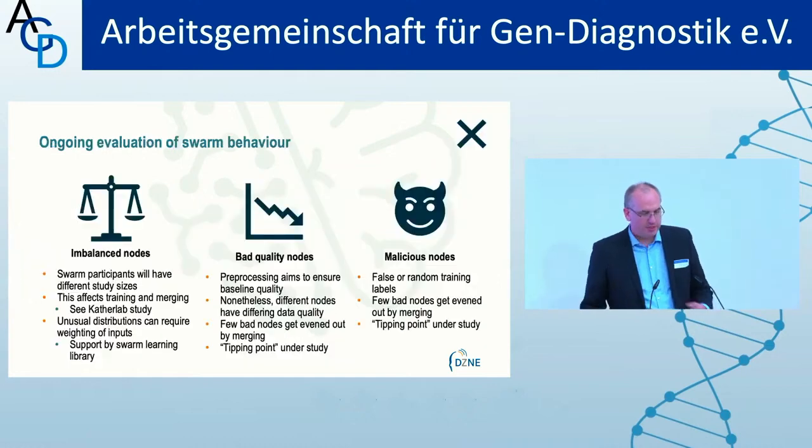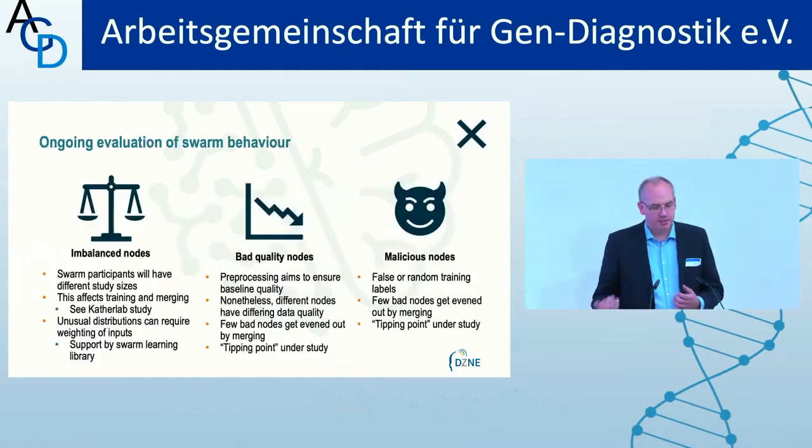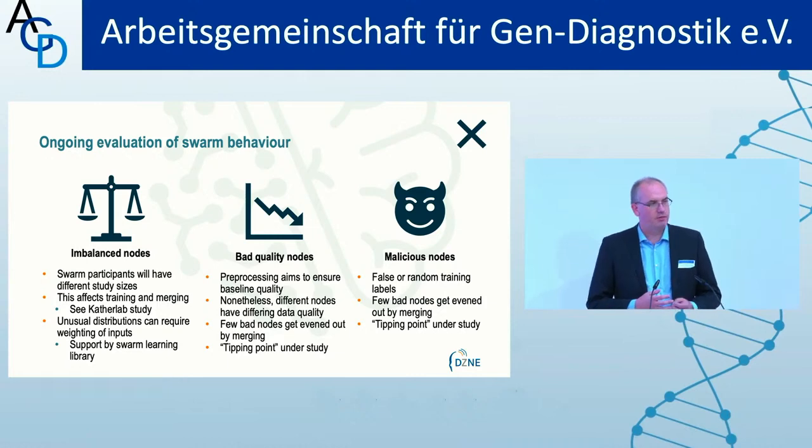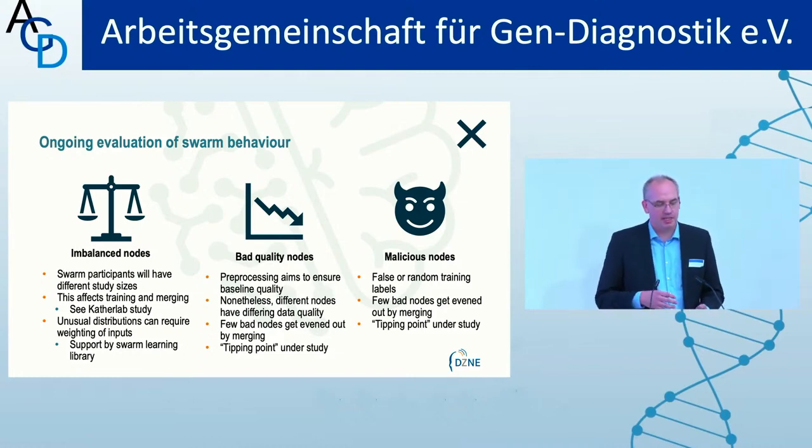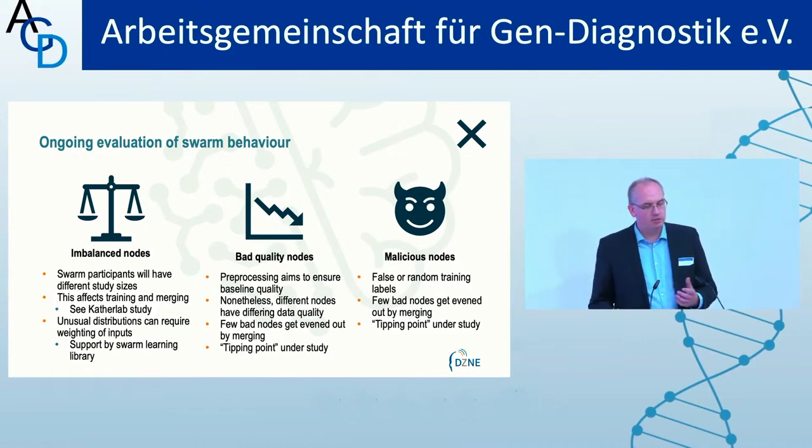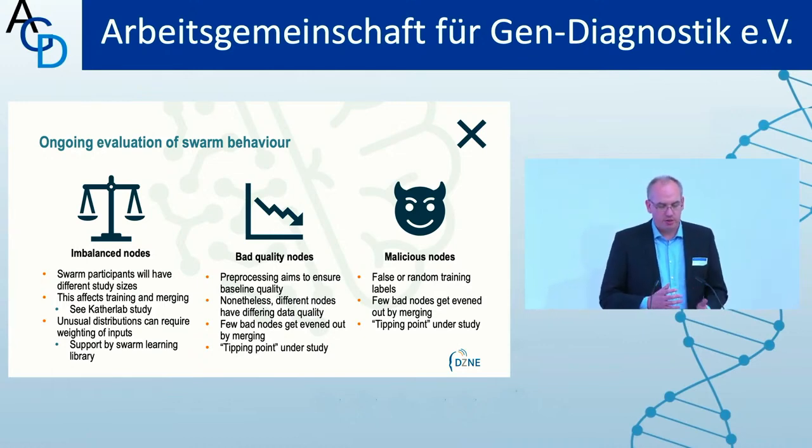So lastly, I want to tell you briefly about some of the activities that my group is currently working on. We are currently evaluating the behavior of the swarm in stranger conditions. We already took a look at how imbalanced nodes work. If you have very large and very small nodes, this typically performs quite well. It can have some effects on the training and merging, as I showed you before from the Carter lab. If you have very different swarm nodes from each other, you might have to do some weighting during the merging, but this seems to work quite well.